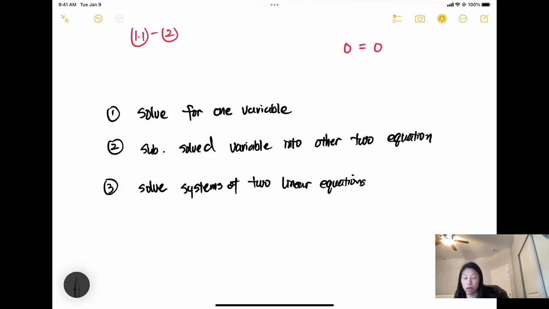Okay, I am going to show you an example of how to do it. And then the last step is what? You still need to substitute the solved 2 variables to find the solution for the first variable. So that means you need to go back and substitute. So let me show you an example.